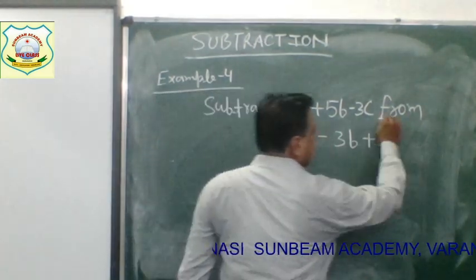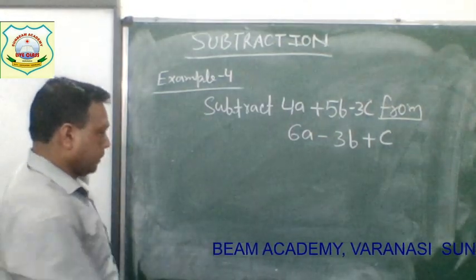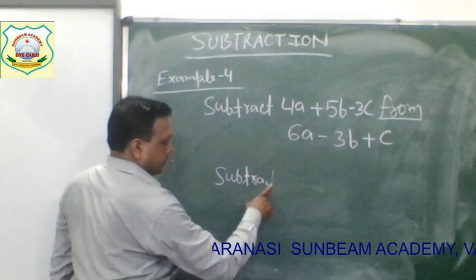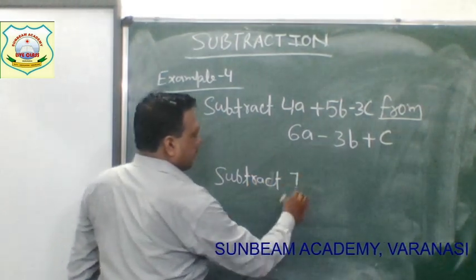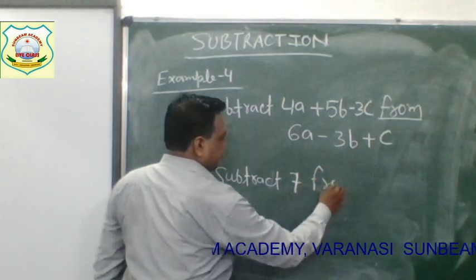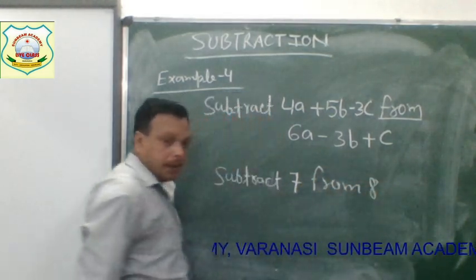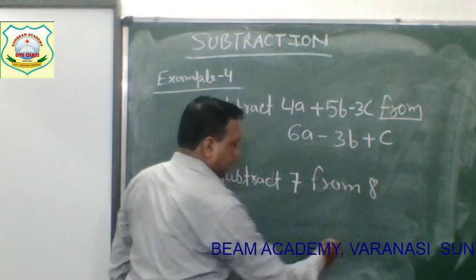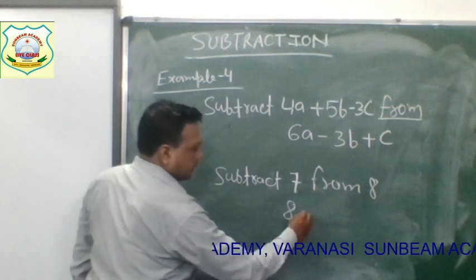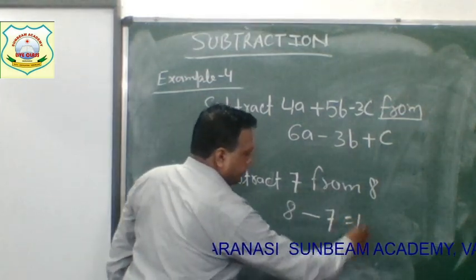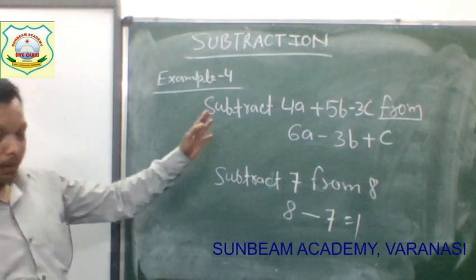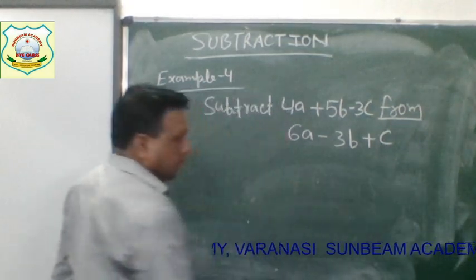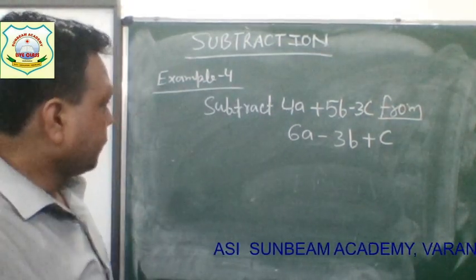Suppose we subtract 7 from 8. So how will we write? First of all, after the word from, we will write 8, and then subtract 7. This way. Similarly, we will write here also: subtract. Here we will follow both methods.